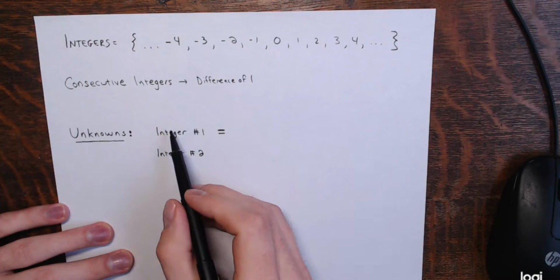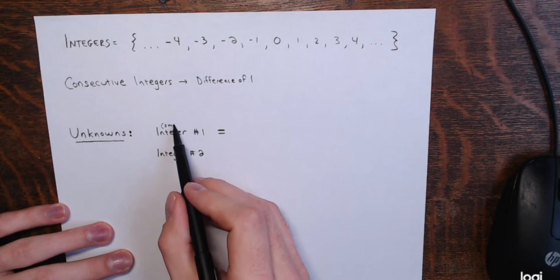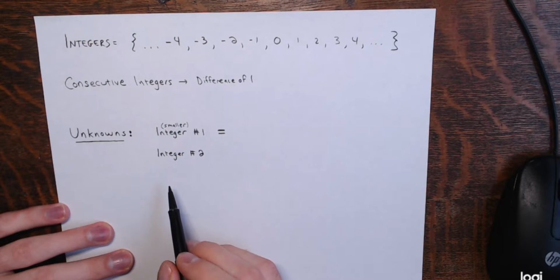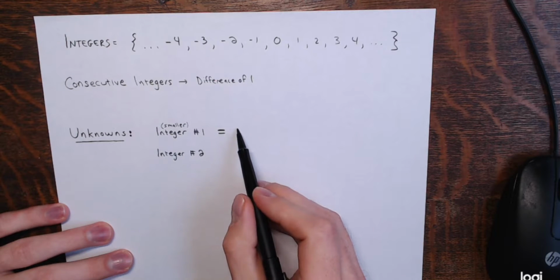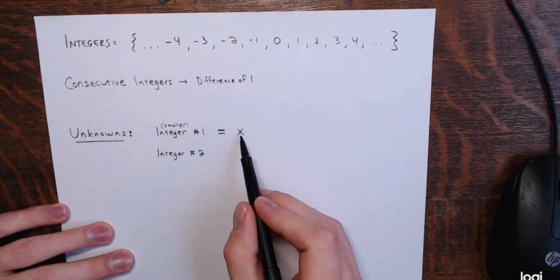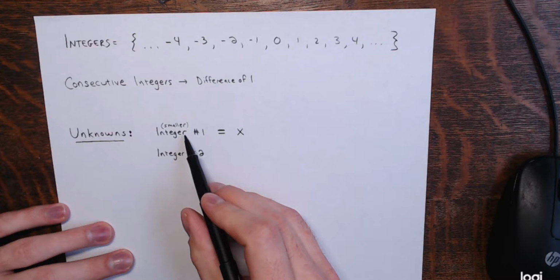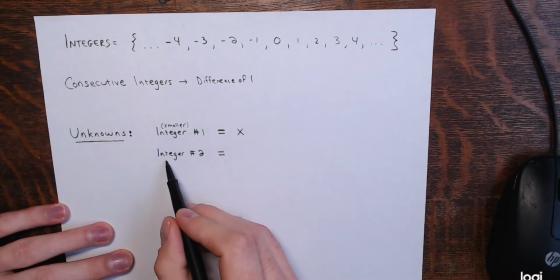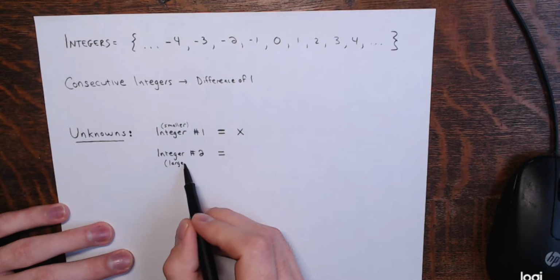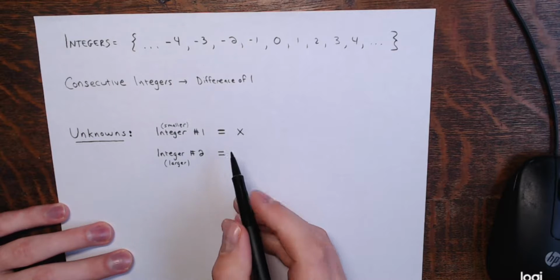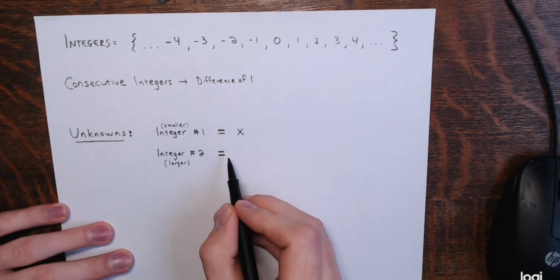Say the integer number 1 is the smaller of the two, since one's smaller and one's bigger. I can call that x. So every time I see the letter x, I know I'm talking about this smaller of the two integers. And then you can call the second integer, which would obviously be the larger integer, some other letter if you want. Call it y, call it z, whatever you want. But we're going to try our best to keep the number of letters, the number of variables, to a minimum.